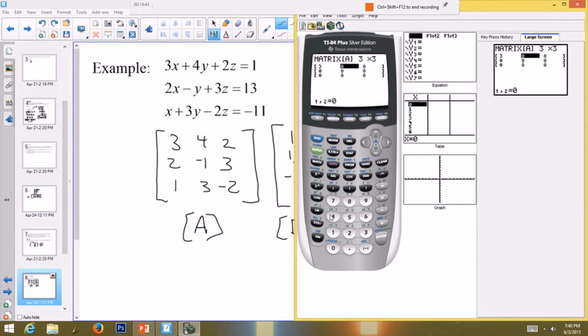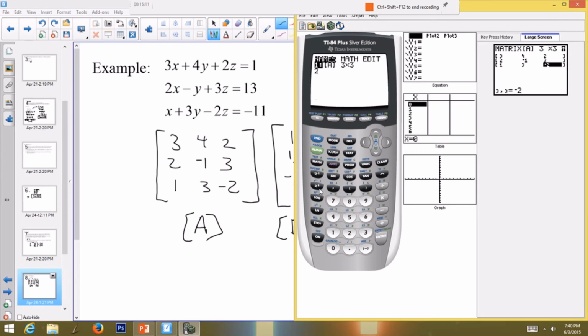3, enter, 4, enter, 2, enter, 2, enter, -1, enter, 3, enter, 1, enter, 3, enter, -2, and enter. And you can see it starts at the top, goes left to right, and then goes top to bottom, just like you would read a page out of a book. Okay, so we have that one. We've hit enter, and that number is locked in.